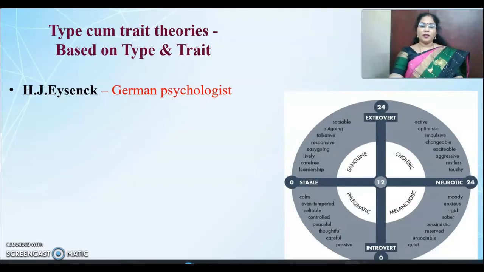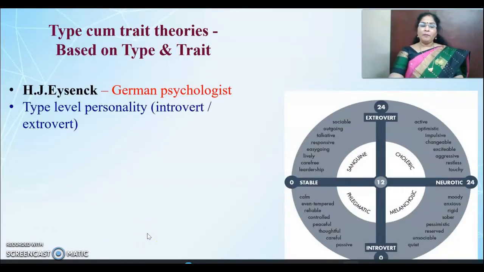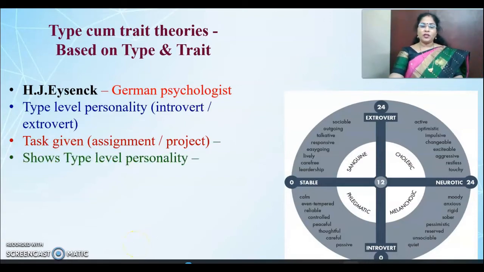H.J. Eysenck, a German psychologist, came up with the type and trait theory. He said that the personality of a person depends upon both type and trait. The type level personality, for example, introvert or extrovert, could be changed as trait level personality, and it is a combination of both which will be reflected in a person's personality. Let me give you an example. A task or an assignment or a project is given to two students who will show their level of personality.